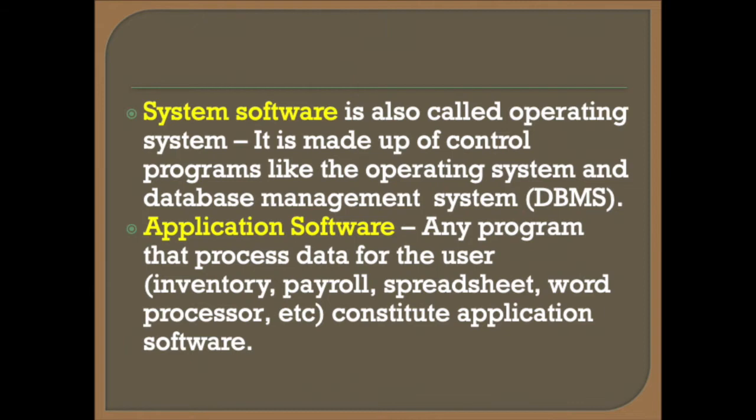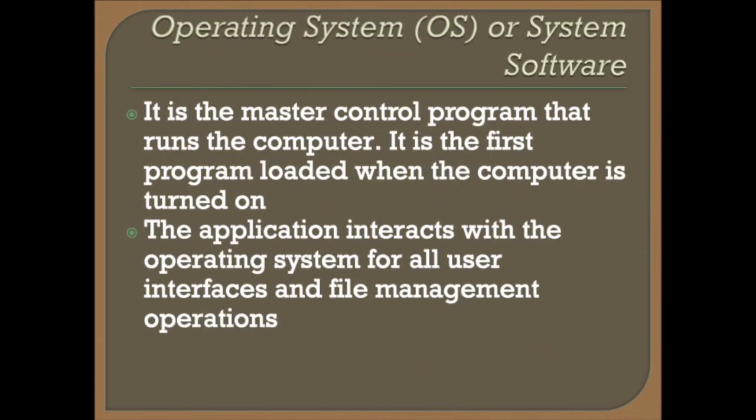It is made up of control programs like the operating system and database management system (DBMS), whereas application software is any program that processes data for the user, like inventory, payroll, spreadsheet, word processor, etc. These constitute application software. Operating systems have no user interfaces. The user of an OS is an application, not a person.